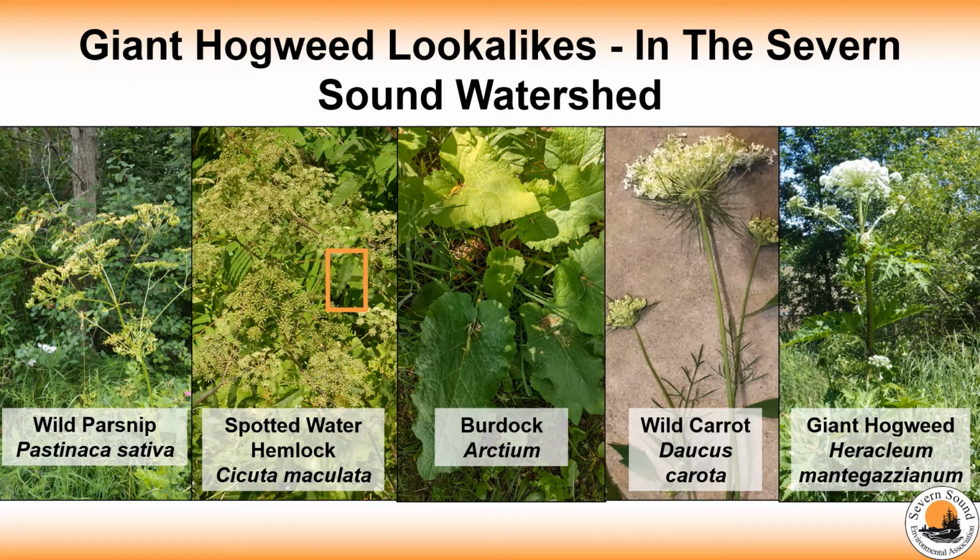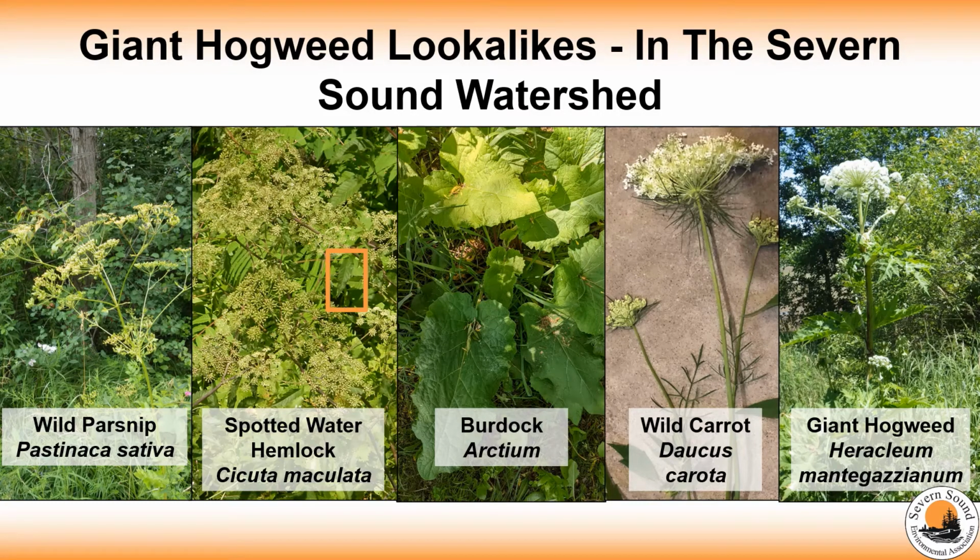I'm going to point out how to tell giant hogweed apart from some of its lookalikes. So first up on the left is wild parsnip, which is also a part of the carrot family, and it has those same umbels. The easiest way to tell this plant apart from giant hogweed is when they flower. Wild parsnip has yellow flowers, whereas giant hogweed has white flowers.